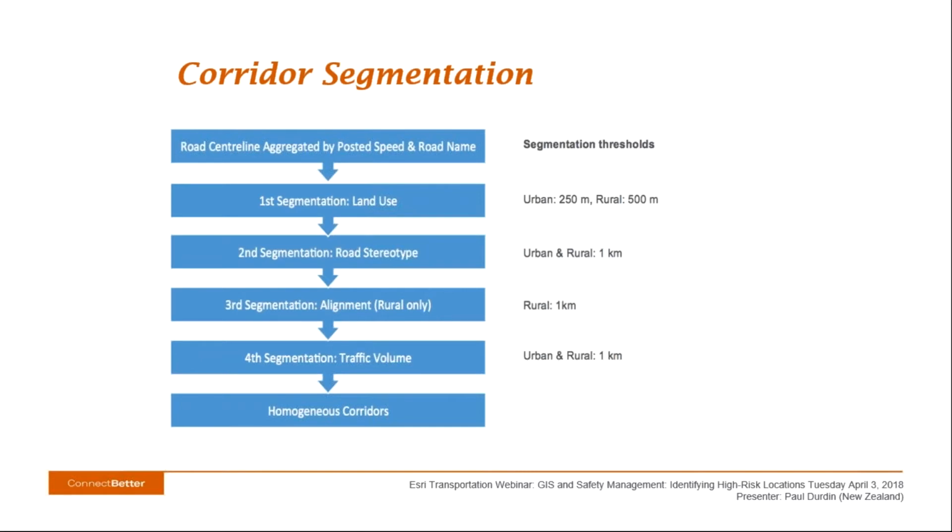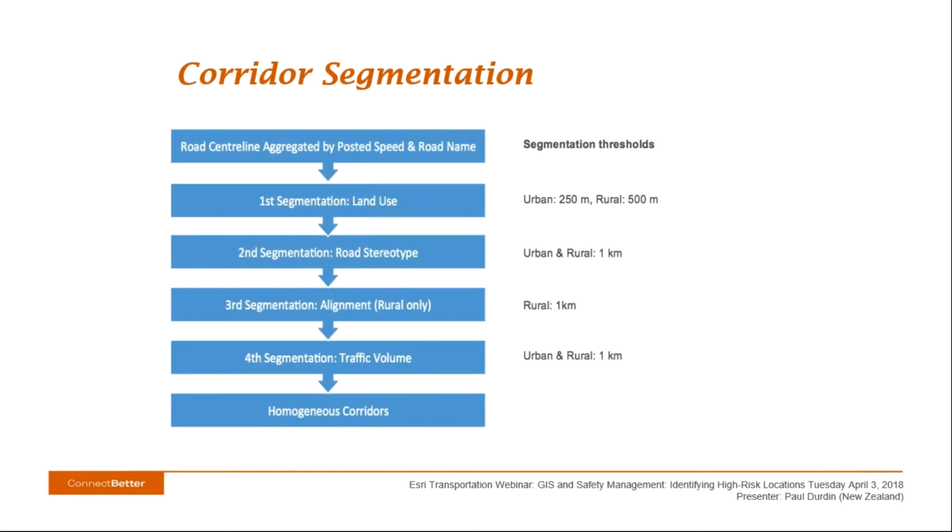IRR is intended to be applied to road sections with uniform features. Here is the corridor segmentation process that we've developed. Firstly, all roads with the same road name and posted speed limit are dissolved into long sections. These sections are then segmented if there is a change in land use along the way. Land use is used as the first order of segmentation, as land use is used to define urban and rural speed environments. Road sections are further segmented based on changes in road stereotype, alignment, and traffic volume.